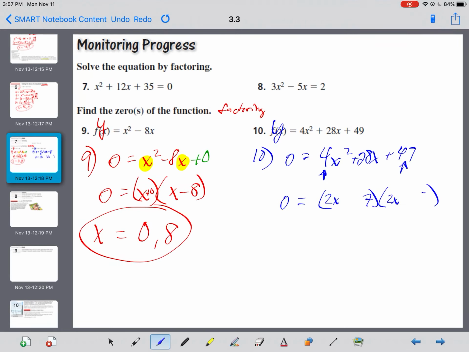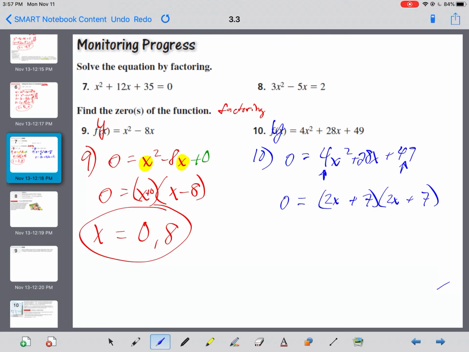2x, 2x, 7, 7, plus, plus. 2x times 7 is 14x. 7 times 2x is 14x. 2 14s makes 28. Boom, so there I am. But I don't have just x plus number right now. So if I opposite to get out, I'm going to be missing something.